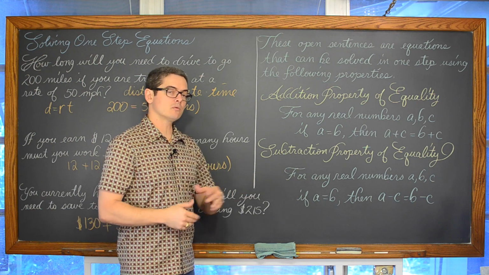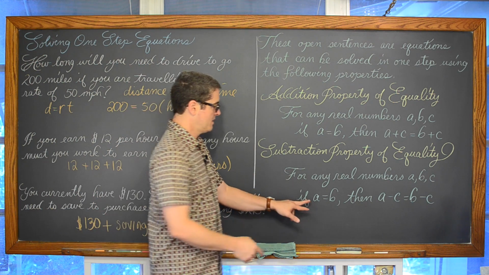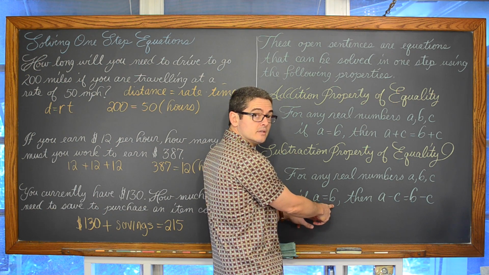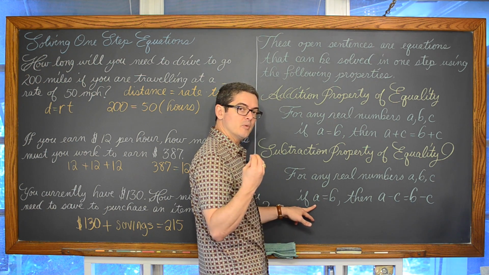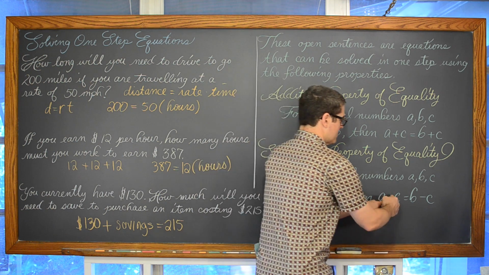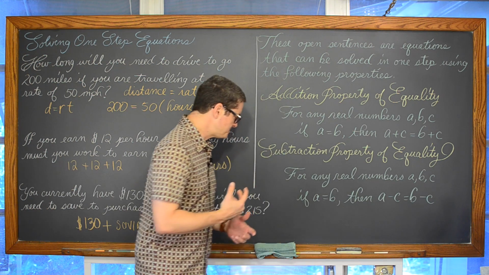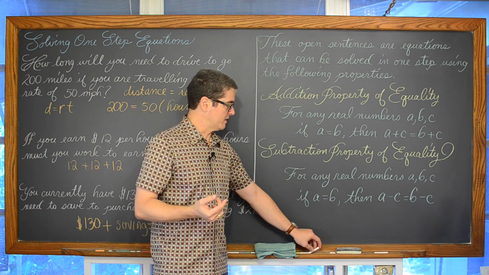And the same thing is true with subtraction. If you have an equation where two parts are set equal to each other and they're being defined as being equal, then I can subtract c from both sides and I'll still have equivalent statements.